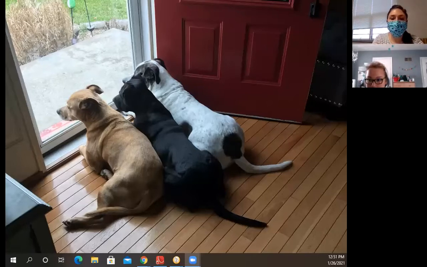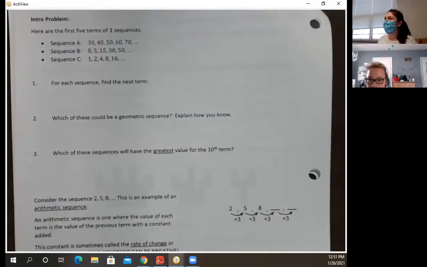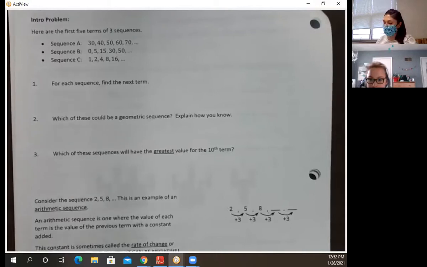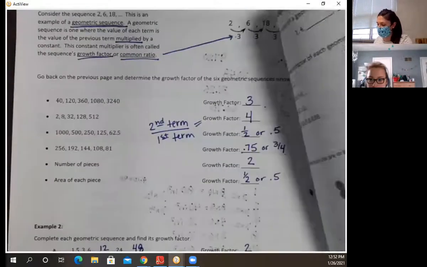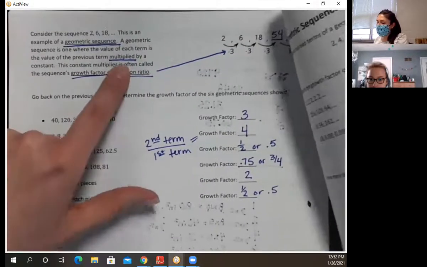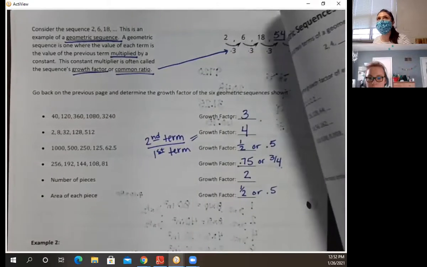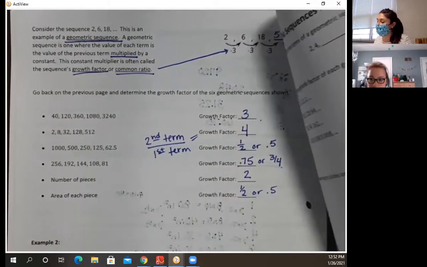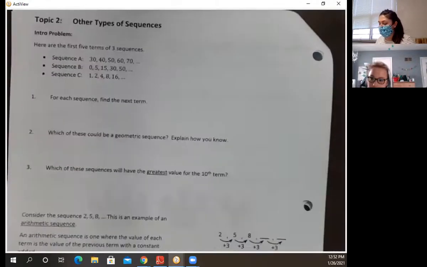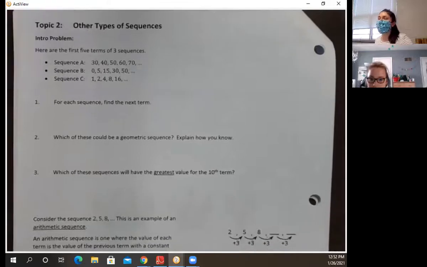Okay, so yesterday we talked about a specific type of sequence. We talked about geometric sequences. And we said the big idea for geometric sequences is that I'm always multiplying by something. So to find the next term, I multiply by the same number each time, and that's a geometric sequence. Today, we're going to continue talking about sequences, but we're going to see a different type of sequence today.